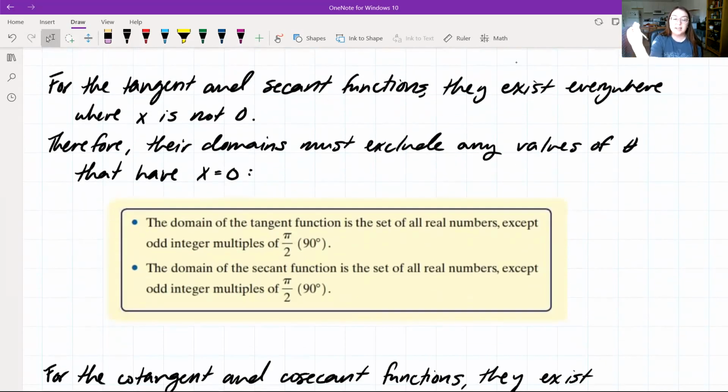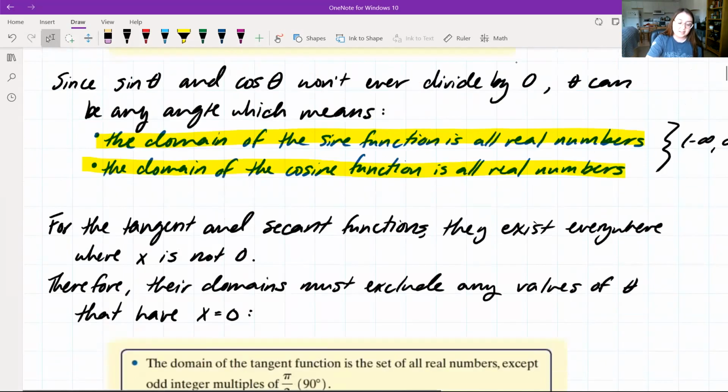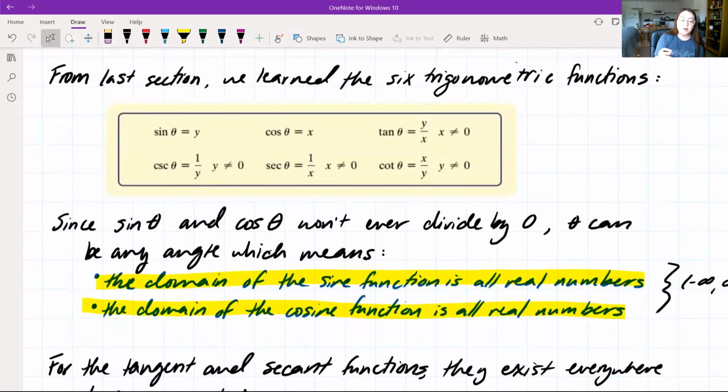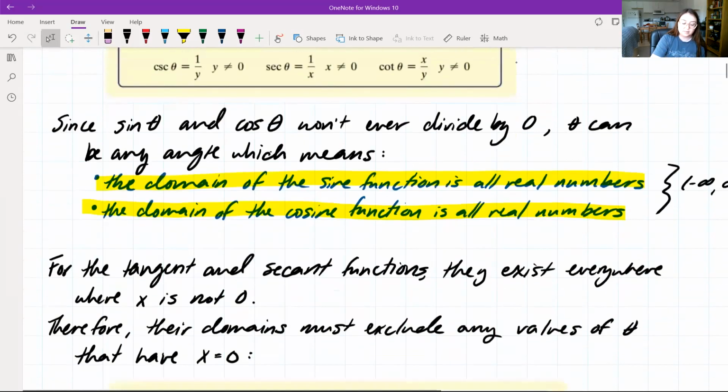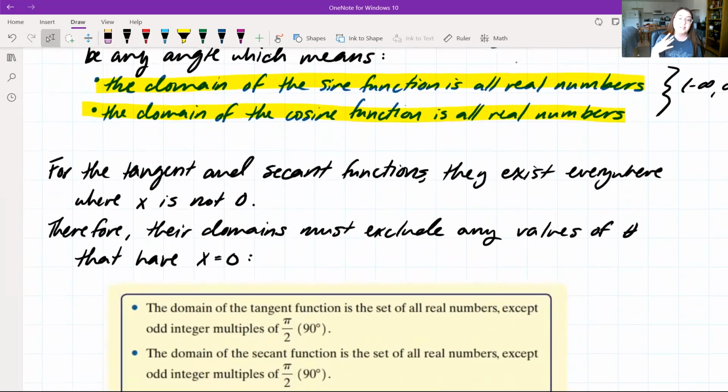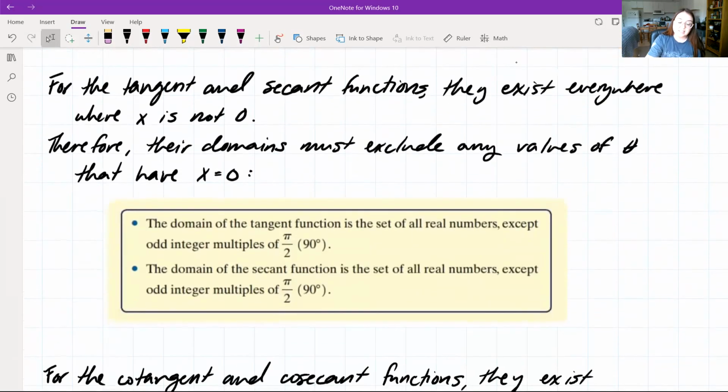Then for tangent and secant functions, they exist everywhere where x is not 0 because we're dividing by x for tangent and secant. So whenever x is not 0, they exist. Therefore, their domains must exclude any values of theta that would have x equals 0. So this means that the domain of the tangent function is the set of all real numbers except for the odd integer multiples of pi over 2, or 90 degrees.